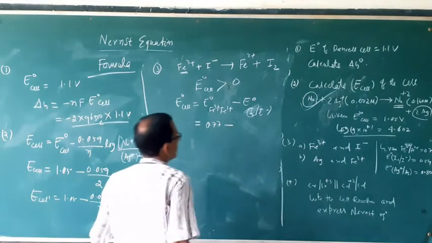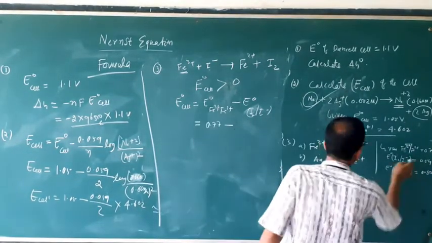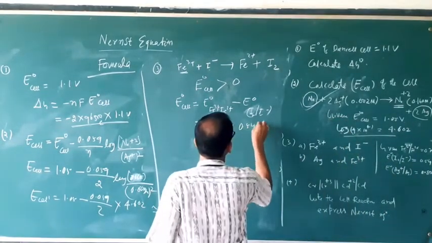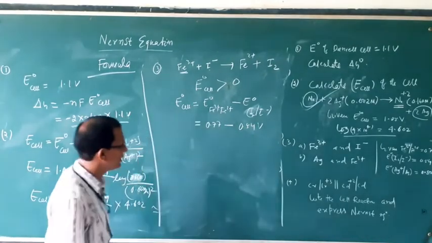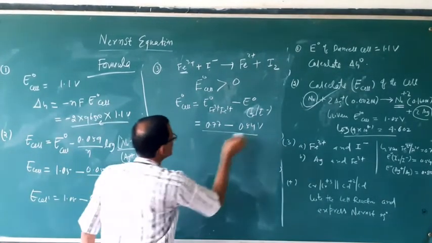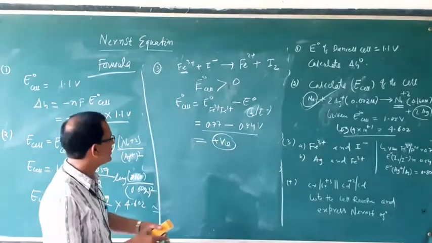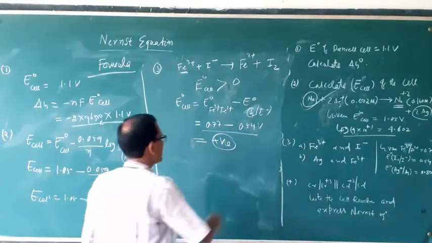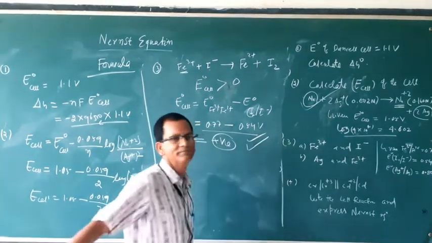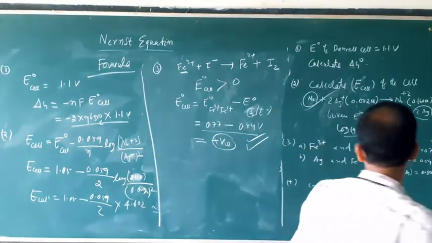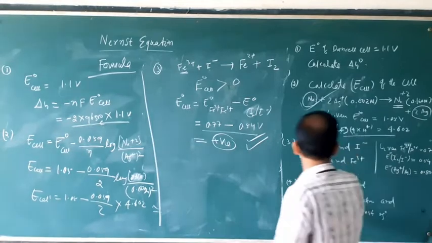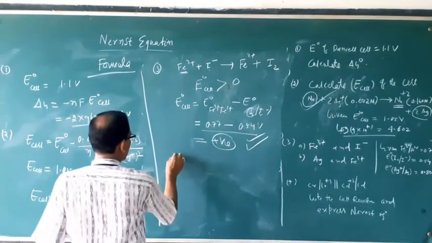0.77 minus, what is the E naught value of iodine? 0.54. You may not calculate, but you see the difference is positive. As it is a positive value, the reaction is feasible. But you see the second data, Ag and Fe3 plus.